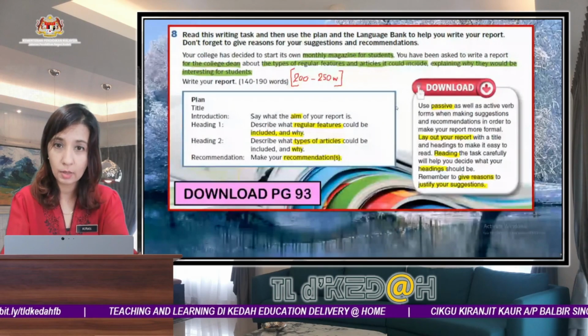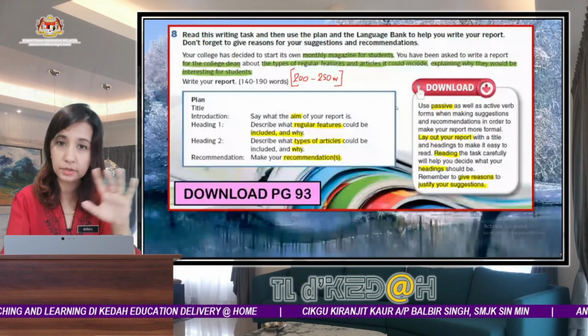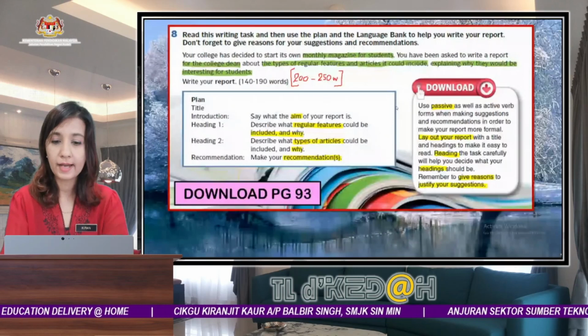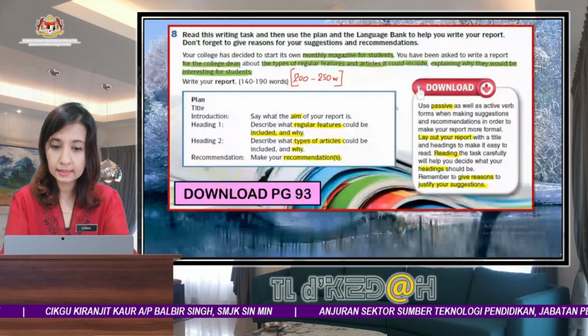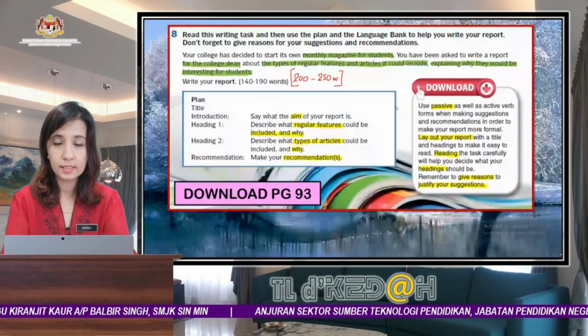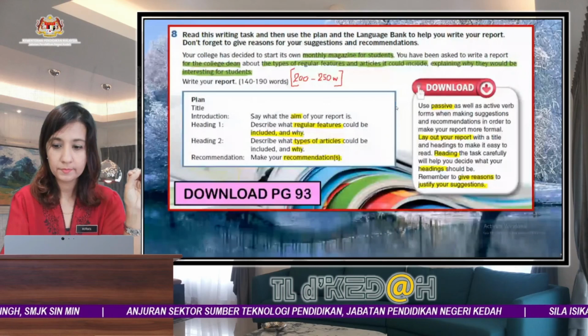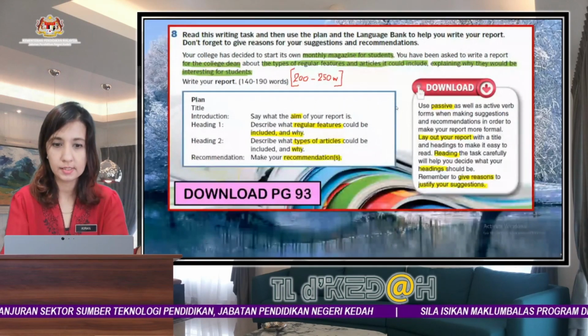You write the report like how I showed you just now, the example. No need to put headings. No need to put numbering for the paragraph. Describe what regular features could be included and why, types of articles, and make your recommendation. Ideally, the 5 paragraphs will be just nice. Remember to give good reasons, justify your suggestions.